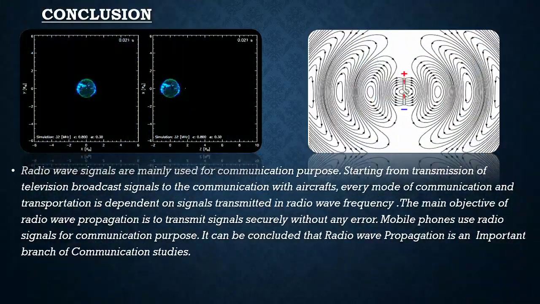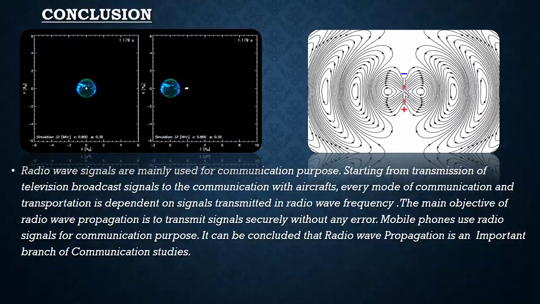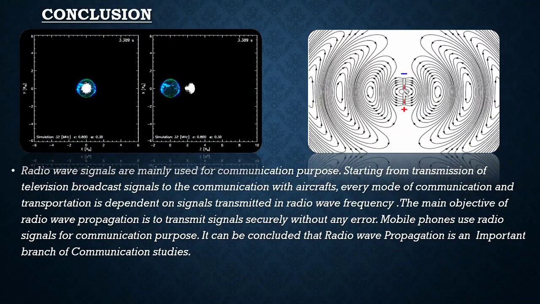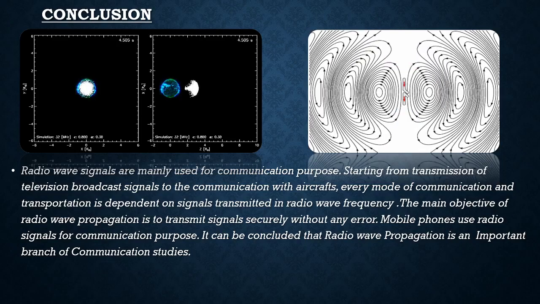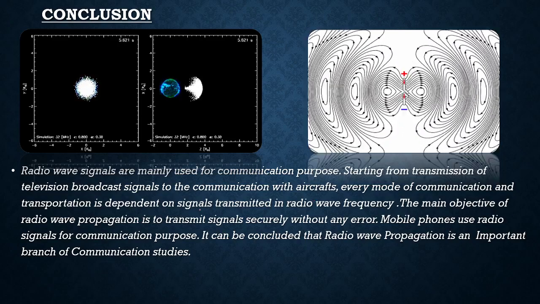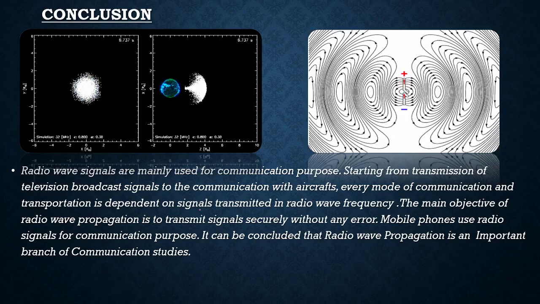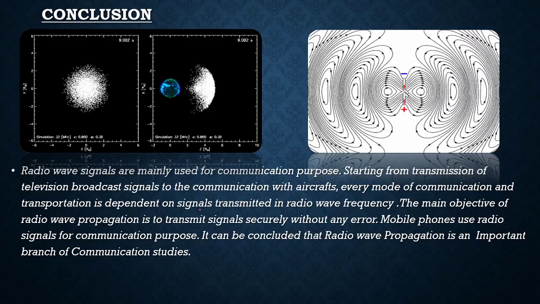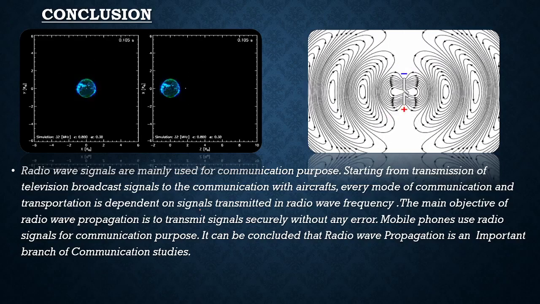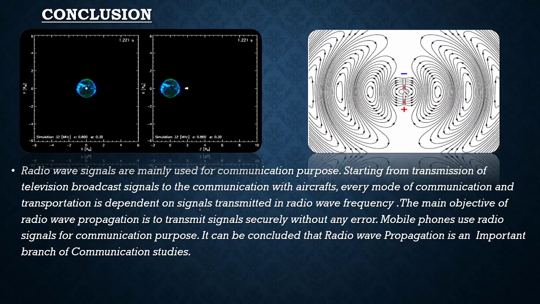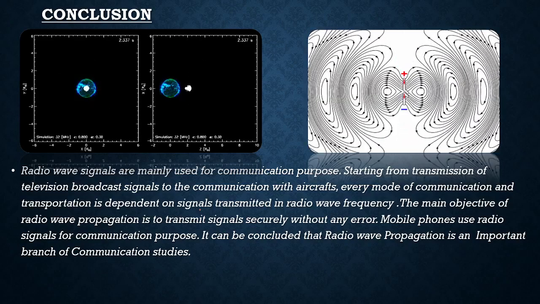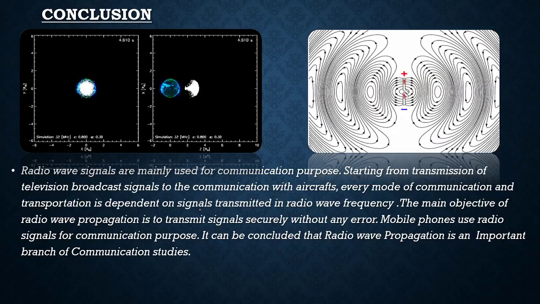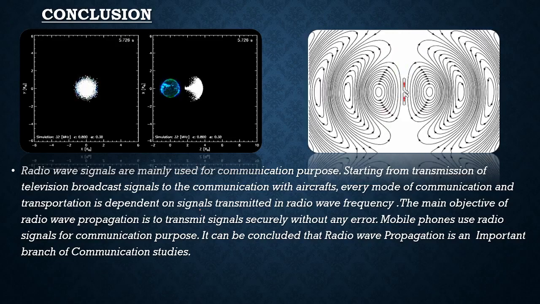Now we are concluding this presentation. Radio wave signals are mainly used for communication purposes, starting from the transmission of television broadcast signals to the communication with aircraft. Every mode of communication and transportation is dependent on signal transmission in radio wave frequency. The main objective of radio wave propagation is to transmit signals securely without any error. Mobile phones use radio signals for communication purposes. It can be concluded that radio wave propagation is an important branch of communication studies.